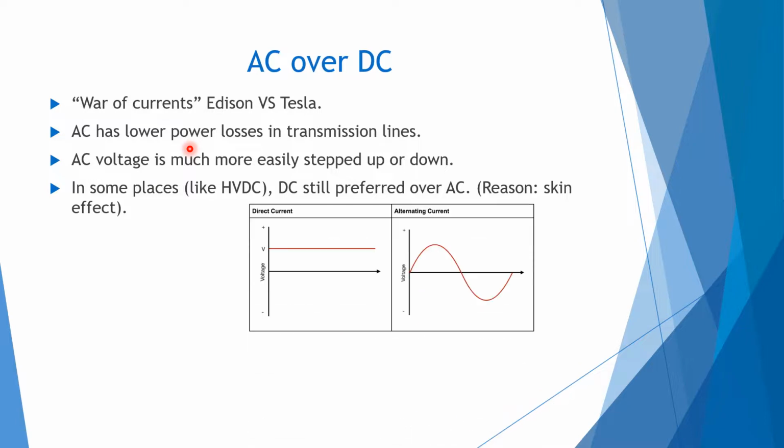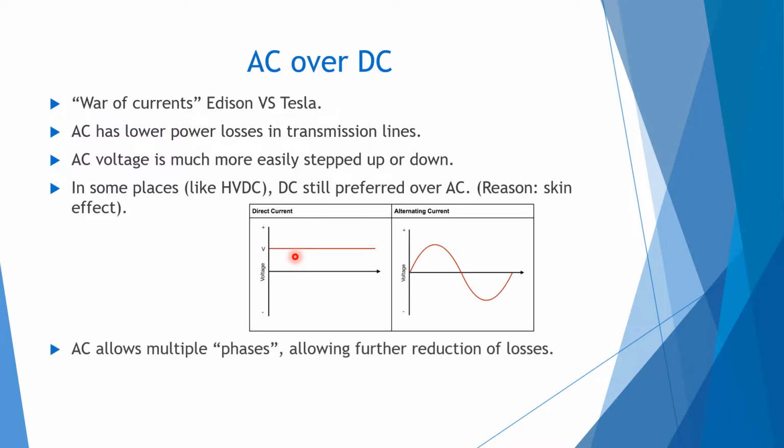So in such a situation, the power loss argument turns in favor of DC, and that's why we start using DC. This is a common diagram that you must have seen during JEE, which shows the difference between direct and alternating current, where direct current is a constant value and alternating current has an alternating value. Know that AC allows for multiple phases, and we will come back to what phases are in a later video, but right now we are going to stick to a single phase.